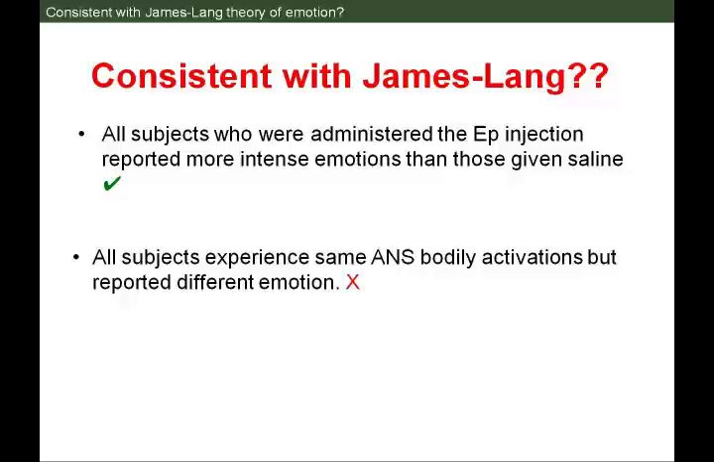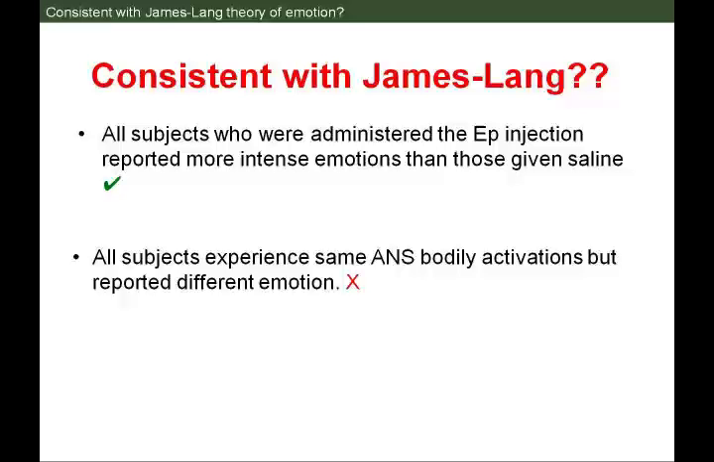I'm confused. Where did they prove that the epinephrine actually caused a change in emotion? Because if you were exposed normally to a happy person or an angry person, wouldn't you feel that way anyway?